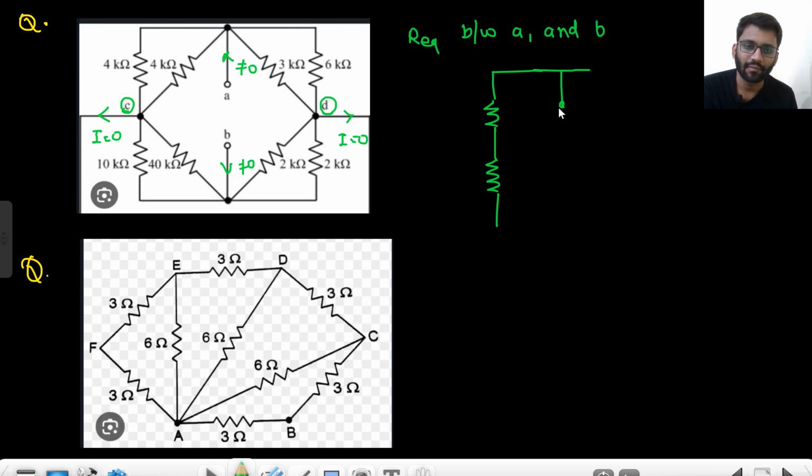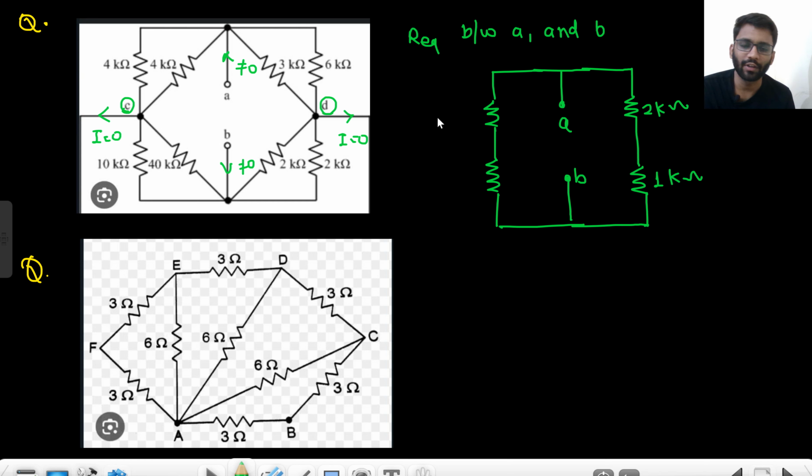You have A here, B here. This 2 and 2 in parallel will give me 1 kilo. 3 and 6 in parallel will give me 2 kilo. 4 and 4 in parallel will give me 2 kilo. 10, 3 and 6 will give me, yeah, right, 18 here. 10 and 40 will give me 8 kilo. Okay, here we have node C and here we have node D.